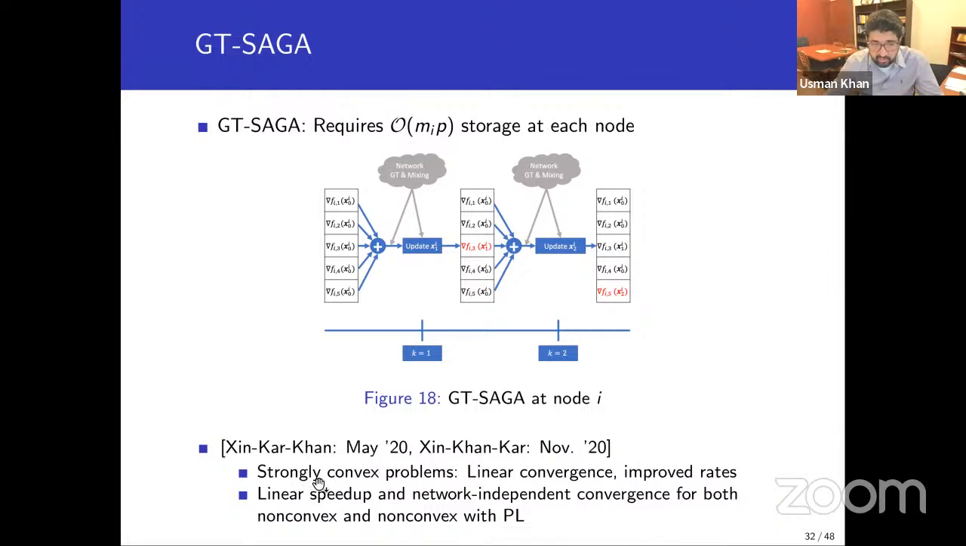We have shown that for strongly convex problems, this technique converges linearly to the true solution without any steady state error. And we have shown linear speed up over its centralized counterpart, which is Saga, and a network independent convergence rate for both non-convex problems and non-convex problems in the specialized Polyak-Lojasiewicz type of class.